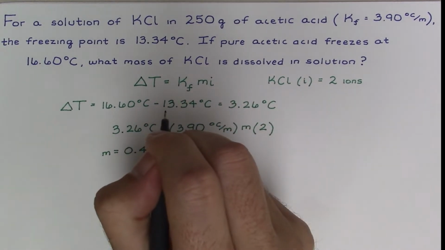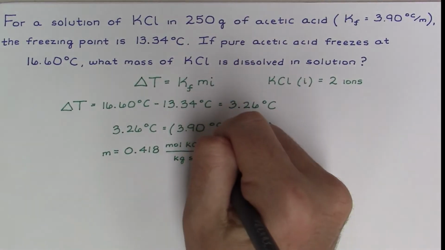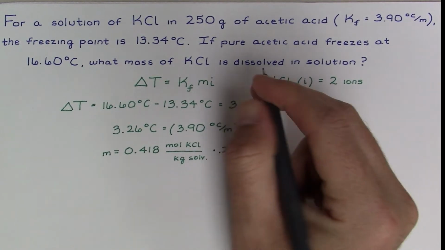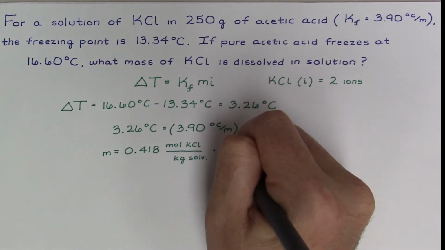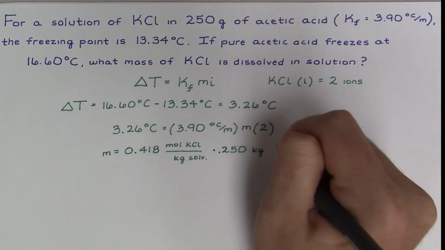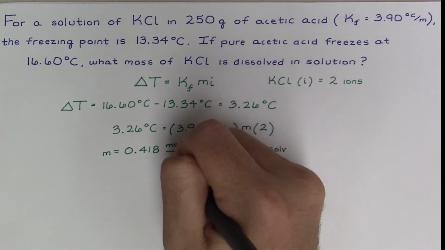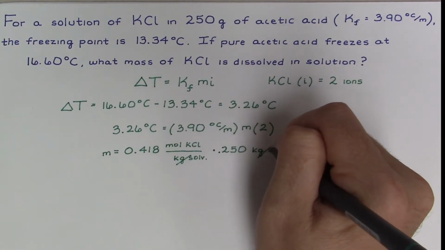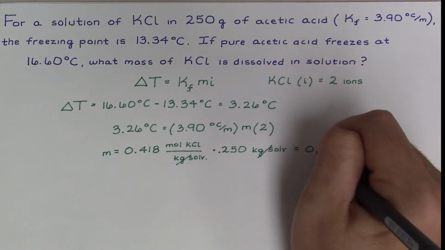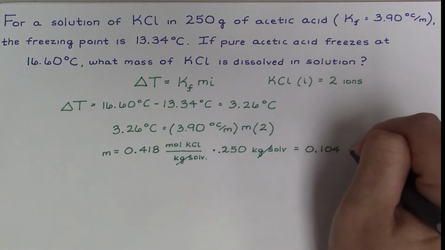In this reaction, we actually don't have 1 kilogram of solvent. We only have 250 grams. So we are going to multiply our denominator by 0.250 kilograms of solvent in order to determine the number of moles of our solute. So we can cancel out our units of kilograms of solvent. This will be put into a calculator. You will receive an answer of 0.104 moles of potassium chloride.